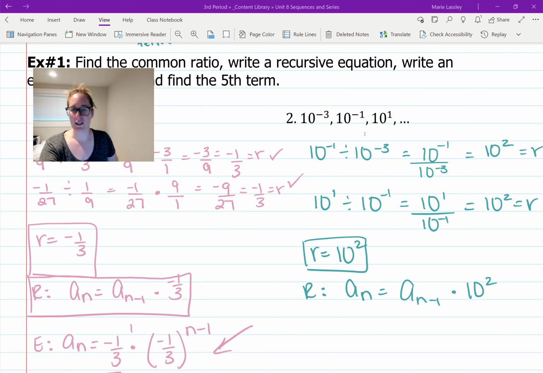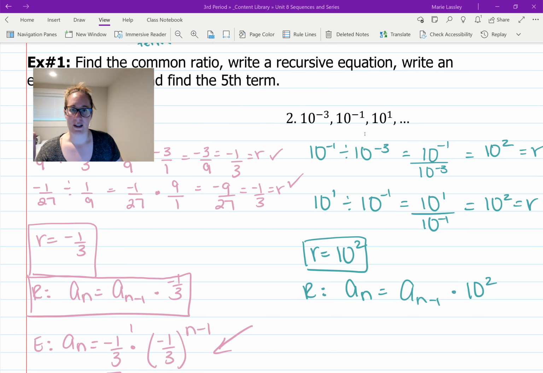Because our sequence is in exponent form, right? It's like 10 to the -3, -1, and so on. We want to keep the sequence in that formatting. So if you change it to 100, then when we find our 5th term, it's not going to be in the same form as our sequence. And you always want to keep them in the form that you're given.